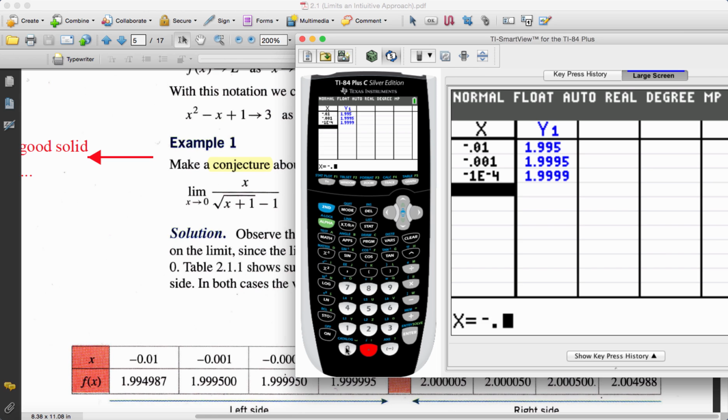Negative 0.00001. The calculator says 2 when it's not really 2. The problem is the calculator is rounding up. So it's actually 1.9999, probably a couple more 9s, and then a 5.